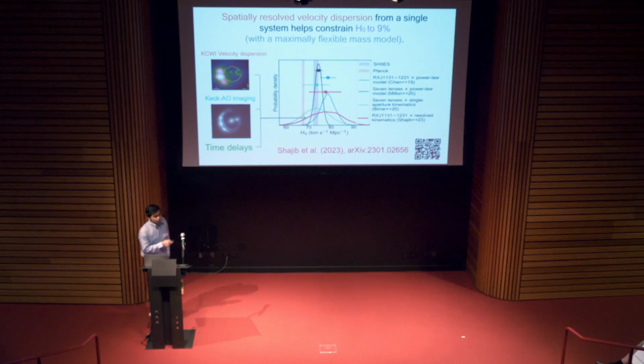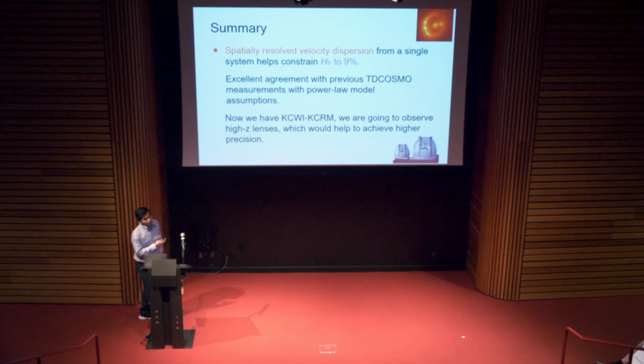However, this is an improvement because if you compare the green curve and the red curve, you can see they have the same level of precision. And this green curve we got from 7 lens systems, and we got the same level of precision from only 1 lens system with spatially resolved velocity dispersion. So that's an improvement. So to summarize, spatially resolved velocity dispersion helps us to constrain the Hubble constant. For this work, we got an estimate of 9%.